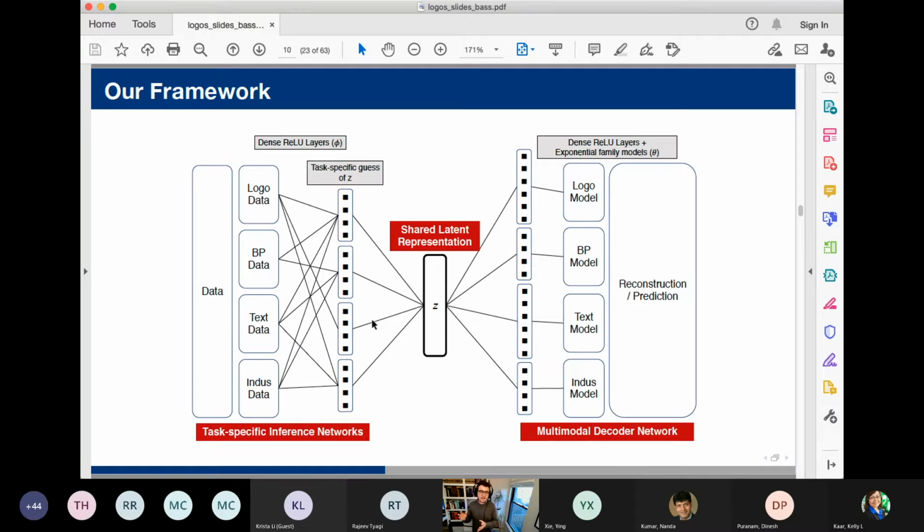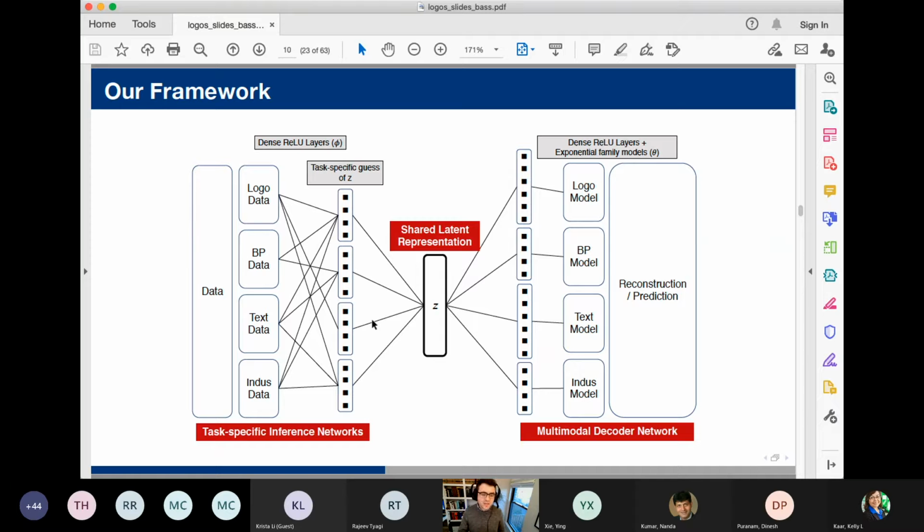And then the right-hand side is what's called the decoder network, or the generative model. That's the model in some sense. Given the latent representation, given some parameters, it outputs a likelihood over features. Those could be logo features, brand personality features, text features, or industry tags.